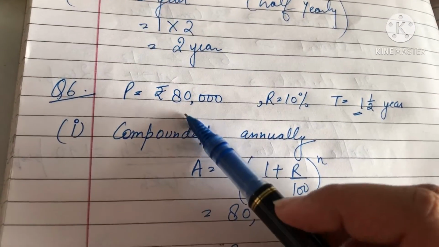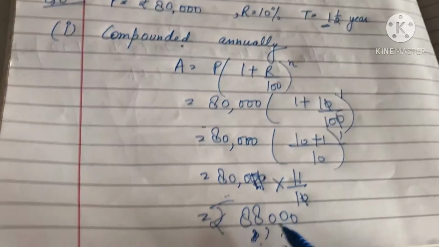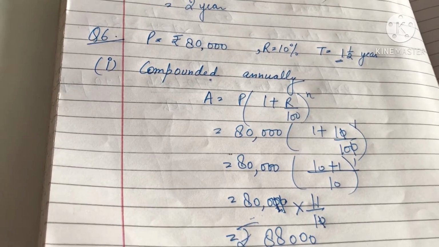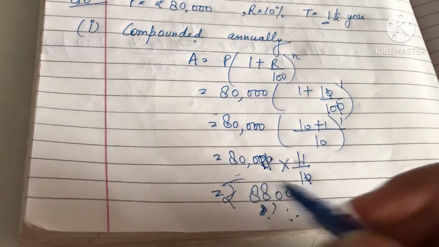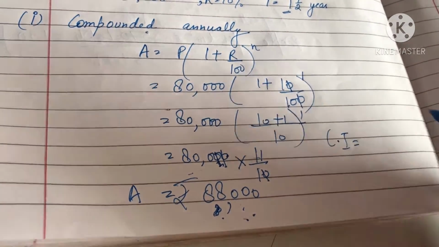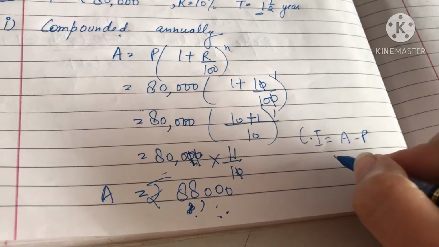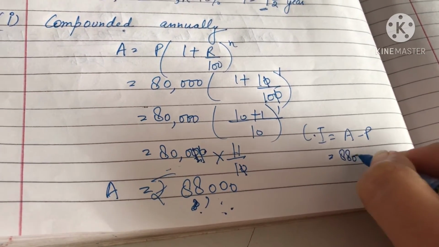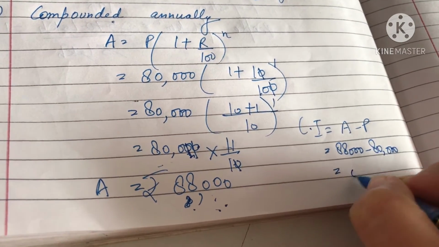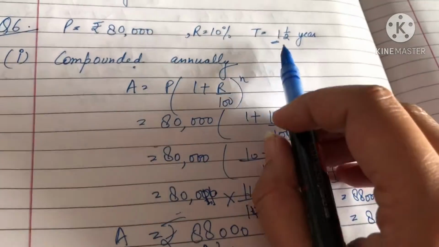See, 80,000 is the principal. The amount needs to be more than that. Now this is the amount. What is the compound interest? Compound interest is amount minus principal. 88,000 minus 80,000 is 8,000 rupees, which is the compound interest for 1 year.